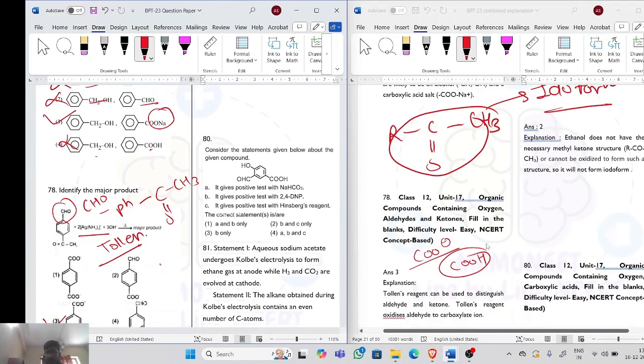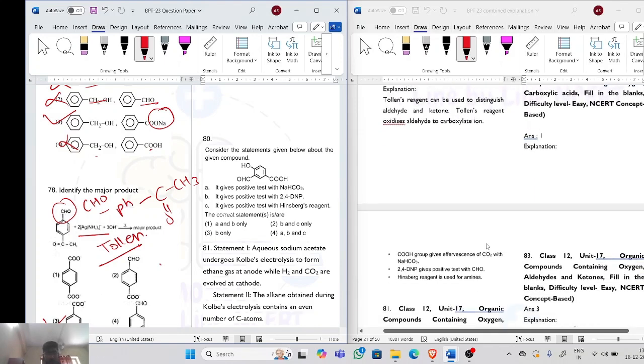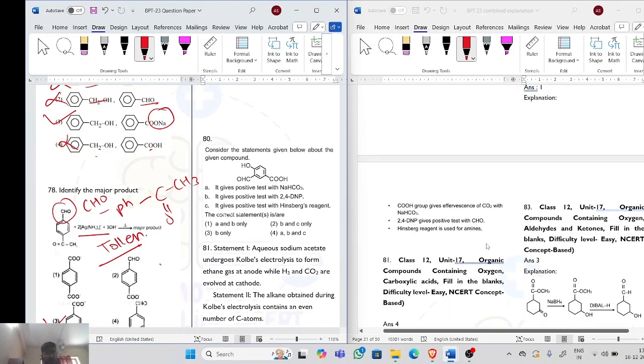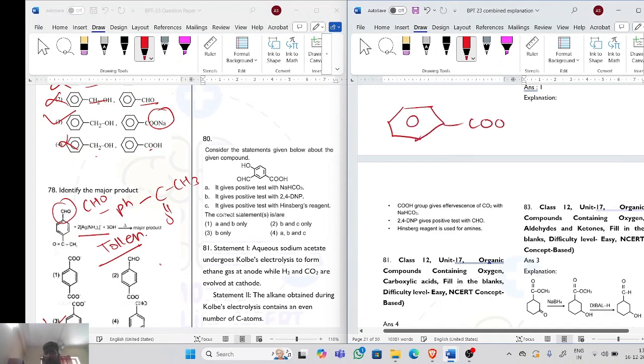Now question number 80. Consider the statement given below about the compound. We have to tell about this compound. We have benzene, then we have a COOH group, then an aldehyde group on the meta position, and then an OH group on the para position.